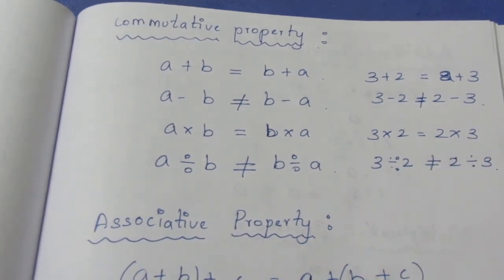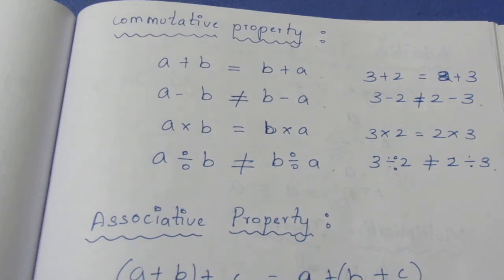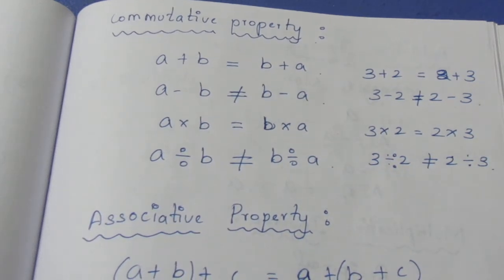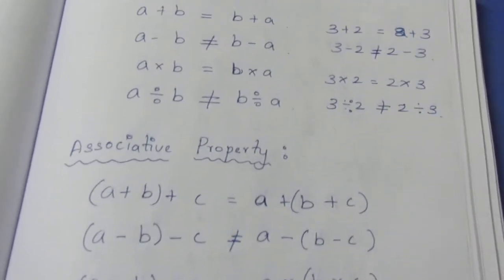3 by 2 is not equal to 2 by 3, so it is not satisfied with the commutative property. Division is also not satisfied with the commutative property. So only addition and multiplication satisfy the commutative property, in integers and also in rational numbers, everything is the same. Now we'll move on to the associative property.